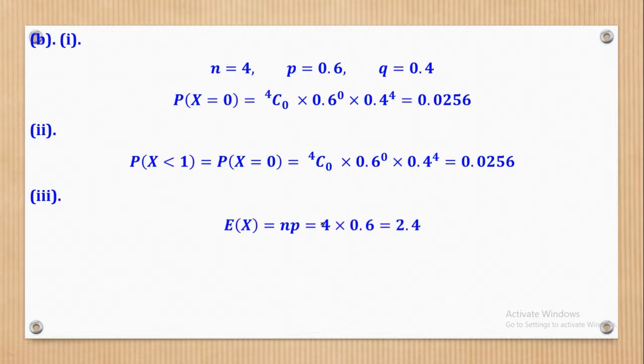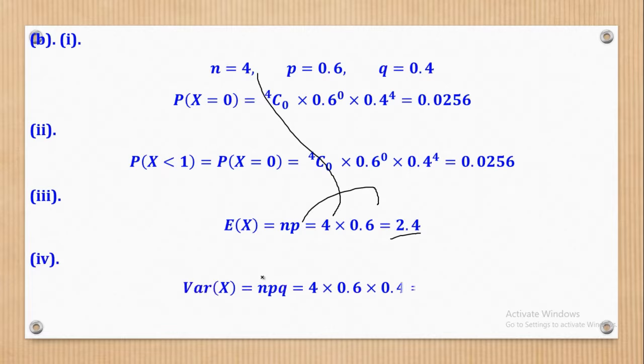Then Roman 3, they wanted mean. Mean is NP. N is 4 and P is 0.6. So you come up with 2.4. And lastly, variance is NPQ, so N is 4, P is 0.6, and Q is 0.4. You come up with 0.96.